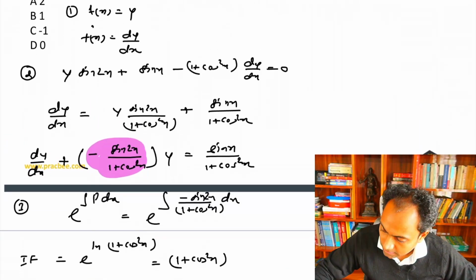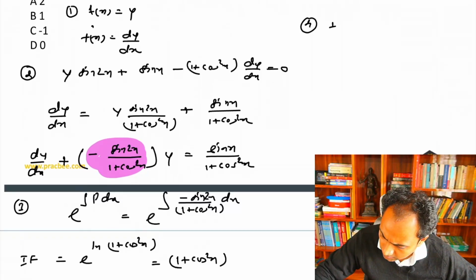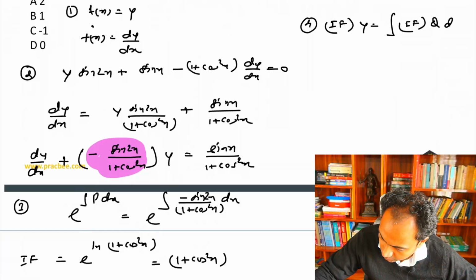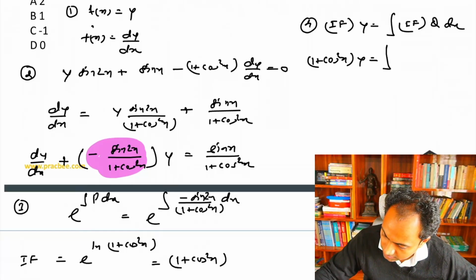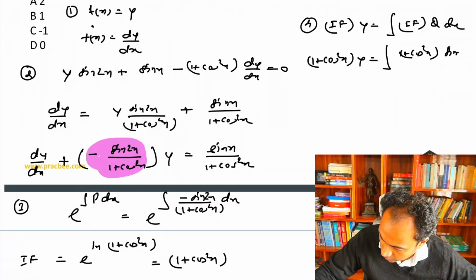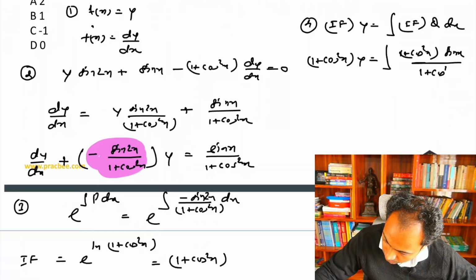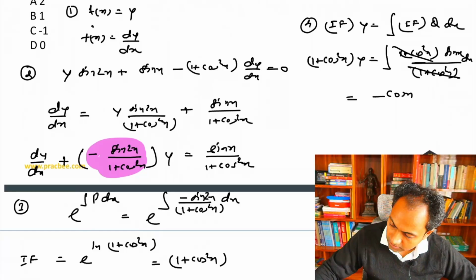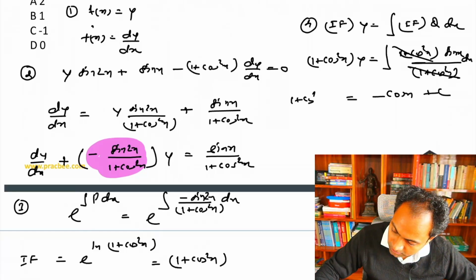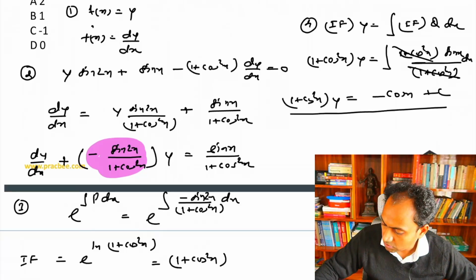Now, in the fourth part, let us write the final solution. Final solution is integrating factor into y is the integration of integrating factor into q dx. So, this comes out to be nothing but 1 plus cos square x into y. And what we had on the other side is nothing but sin x. So, this is 1 plus cos square x into sin x by 1 plus cos square x. So, this will get cancelled out, and what we are getting is minus of cos x plus c. This is 1 plus cos square x into y. We have figured out the solution of the differential equation.